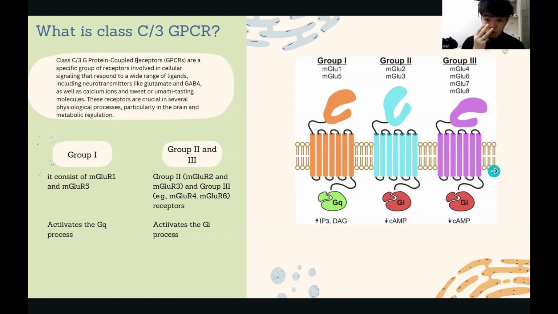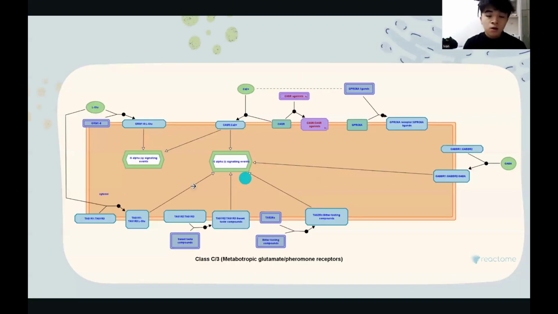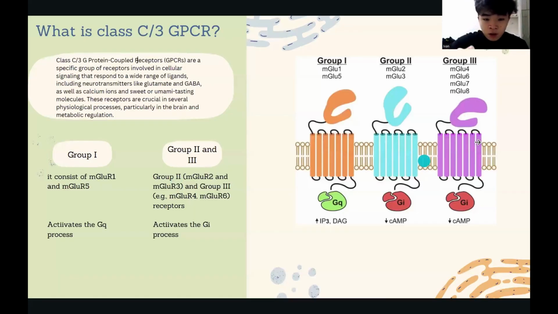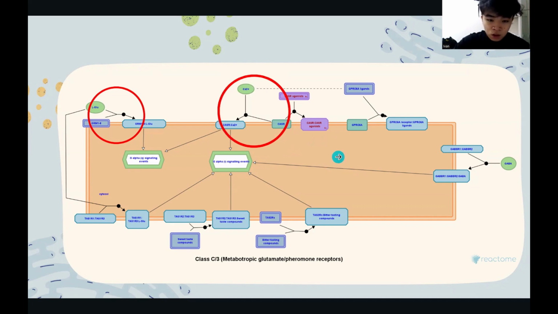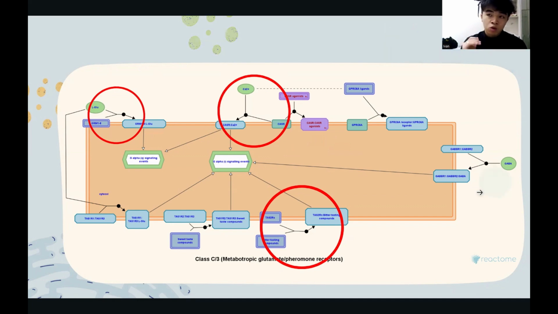Now we'll be talking about the three processes that we picked, which are the metabotropic glutamate binding to the metabotropic receptors, the CaSR binding to calcium ions, and the bitter compound binding to the T2Rs. So let's start with the metabotropic glutamate receptors binding to glutamate.